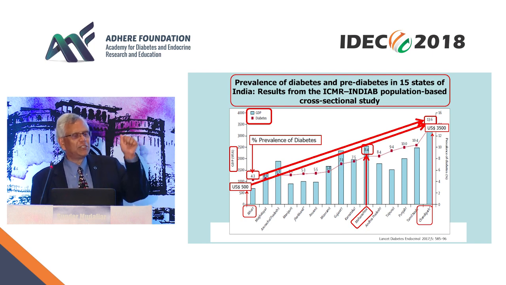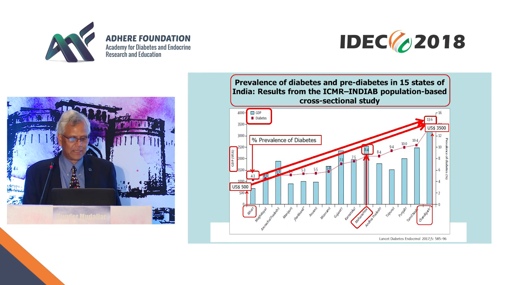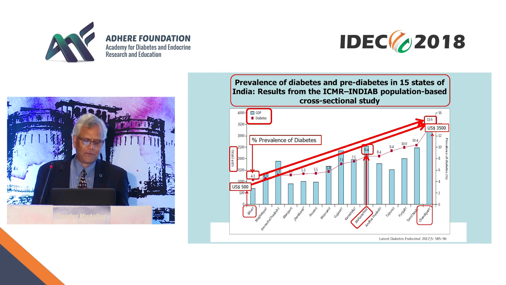They looked at GDP as a measure of economic prosperity and how much diabetes they have. So let's look at the GDP in US dollars. Bihar is at the bottom of those 15 states, about 500 US dollars per year. And if you go up, Chandigarh has the highest with a GDP of 3,500 US dollars. So people are more well off over there.